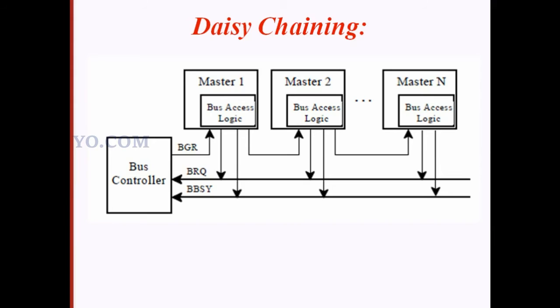In a similar way, all the masters transfer the bus grant signal if it does not match. When the 9th master receives that bus grant signal, it compares its ID. Now it matches with the bus grant signal.